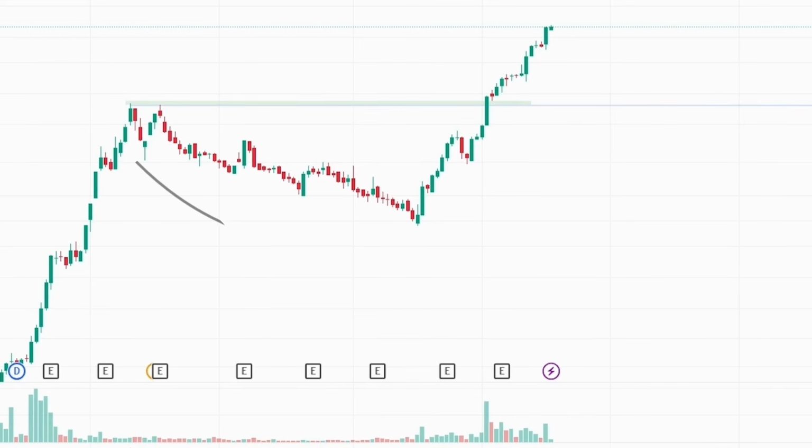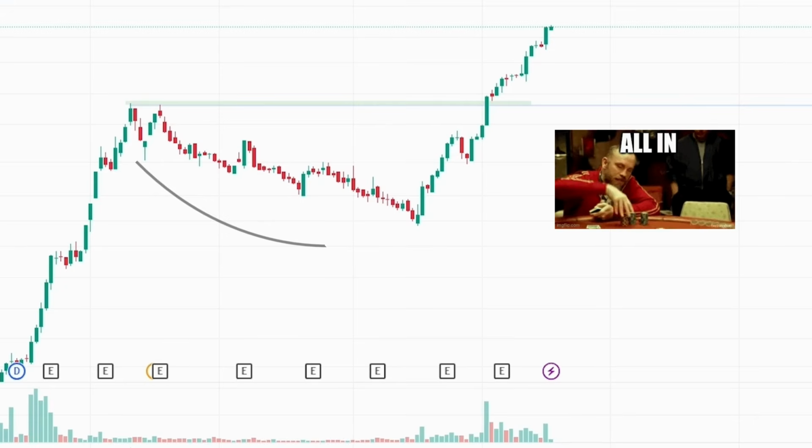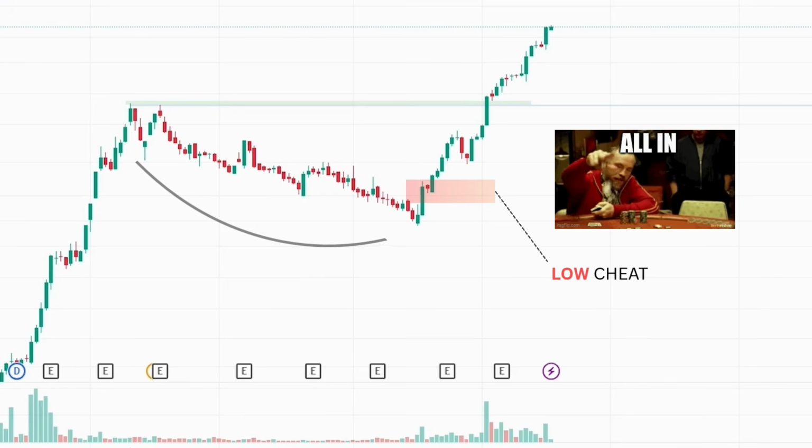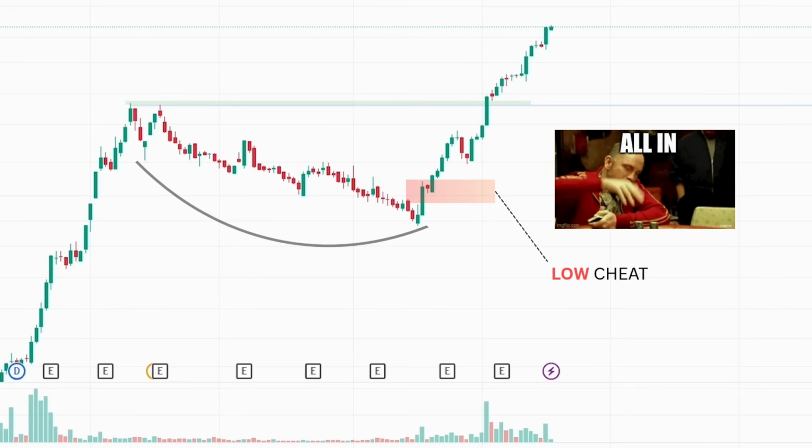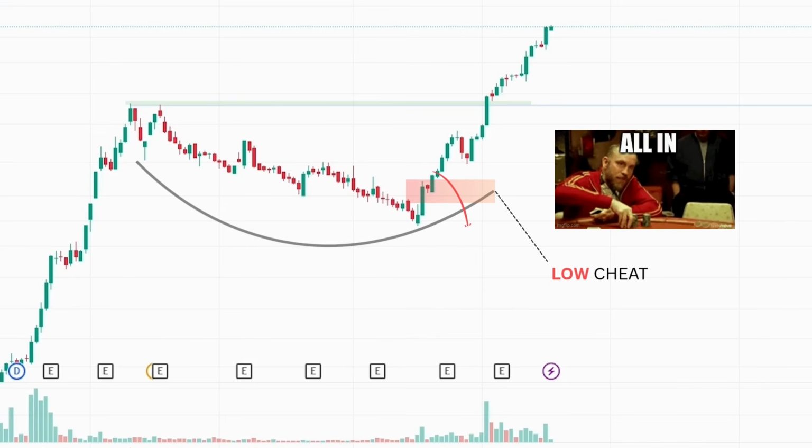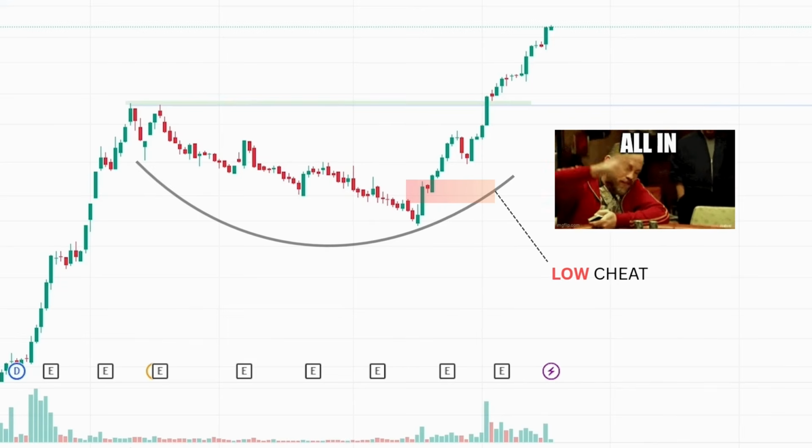Now, you might wonder, why not just go all in at the low cheat? Because think of the low cheat area as the testing phase. You're testing the waters out here. The stock is still proving itself. It might be a faulty base, or it might just roll over again and go into a downtrend. By taking a small starter position there, you reduce your initial risk. You also get an early entry.